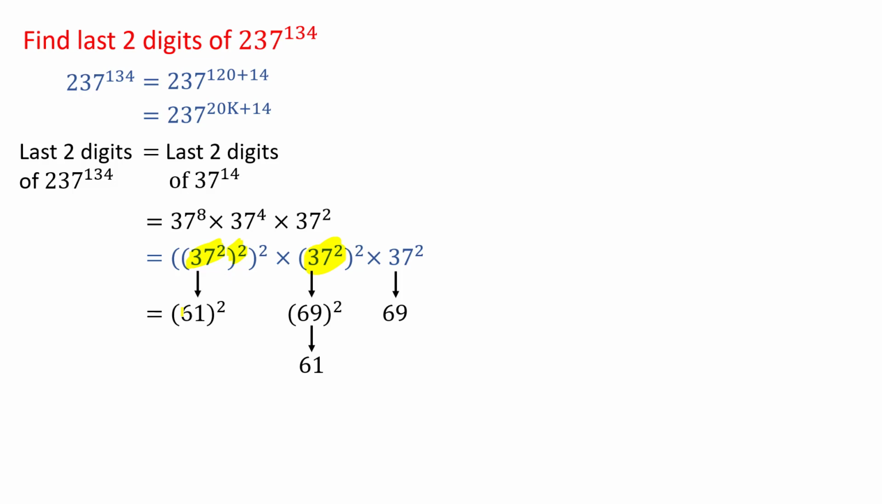Now 61 square ends with what? 11 square, that is 121, so that is 21. So our final answer is going to be how much? 21 into 61 into 69. Now you can use the method of Vedic mathematics to find the last two digits. If you multiply 21 and 61, the last two digits are going to be 81. Then 81 into 69, again you do this multiplication, the last two digits are going to be 89. This is how we can solve this.